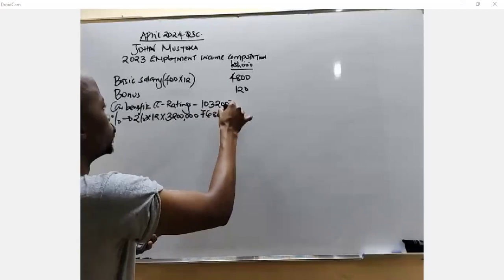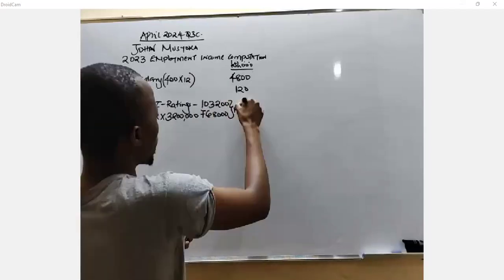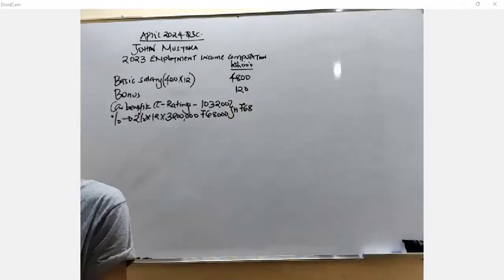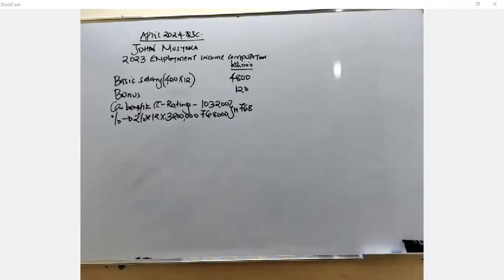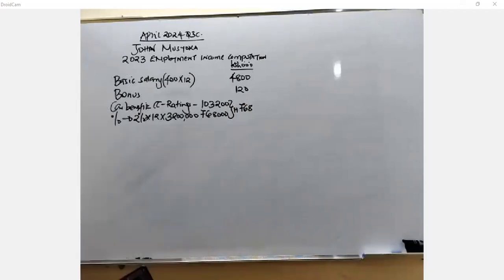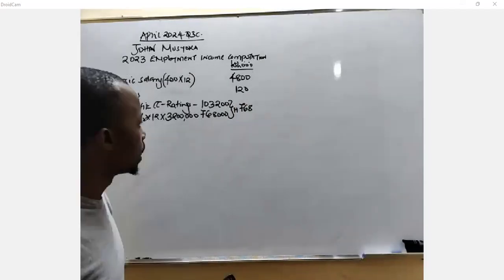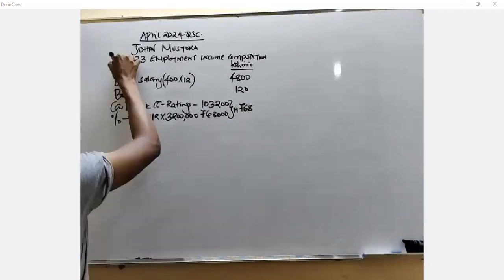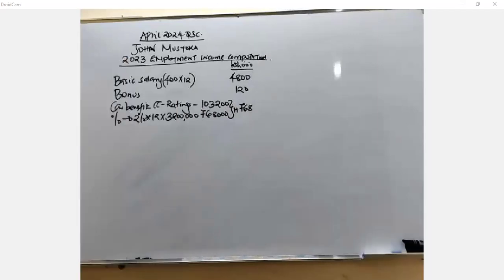Between the two, you normally take the higher on this side. Where we are getting the higher is 768. That is the computation of the car benefits. Very simple. When the issue regarding the car hire is raised, we anticipate that when we are hiring the motor vehicle, the taxable benefit would be the cost of hiring the car or the motor vehicle.